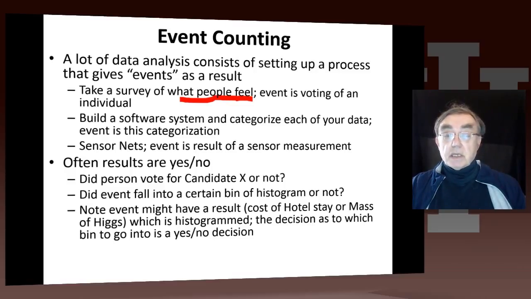Sometimes results are yes, no. They can, of course, be totally different. They can be red or blue, or in the case of physics, they can be: this is a pi meson of such and such momentum and such direction, and the quality of our understanding of this particle is X%. But sometimes they're just yes or no. Did the person vote for candidate X or not? Did the event fall into a certain bin of the histogram or not?